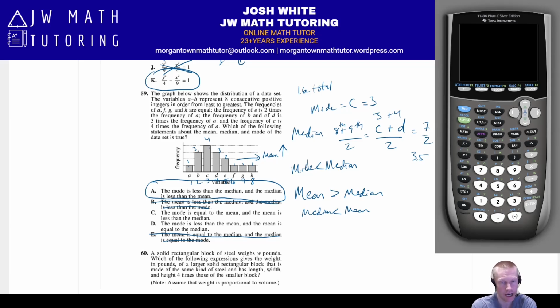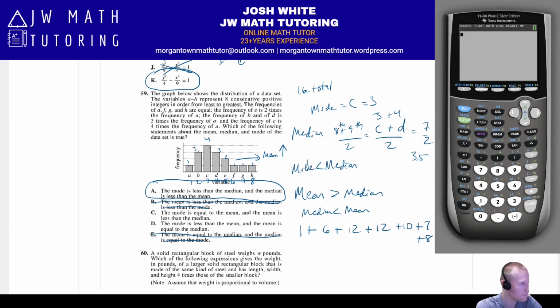Now, if you wanted to actually calculate it out just to confirm this, here's what you could do on the calculator. You just multiply the numbers by the frequencies, right? So 1 is the value, and the frequency is 1. So we got 1, and then plus 2 is 3 is 6. 3 plus 4 is 12. 4 plus 3 is another 12. 5 times 2 is 10, and then 7 plus 8, one of each of those. All right, so now I'll just go to the calculator. Let's add these all up and divide by 16 and see what we get.